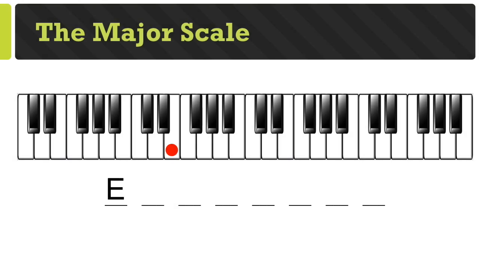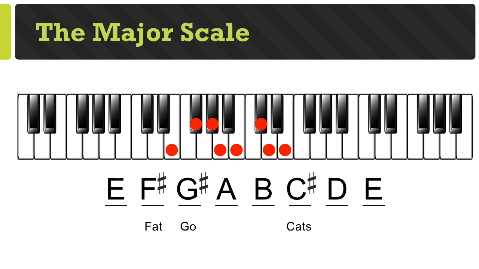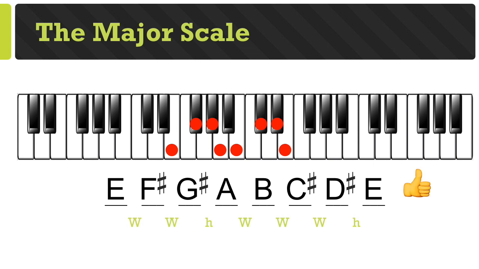I will now build a correct E major scale by adding the sharps after arranging the letters in alphabetical order. The E major scale contains 4 sharps. First, place the letters in alphabetical order from E to E. Next, add the sharps by following the order of sharps. Fat cats go down. This is now a correct E major scale.